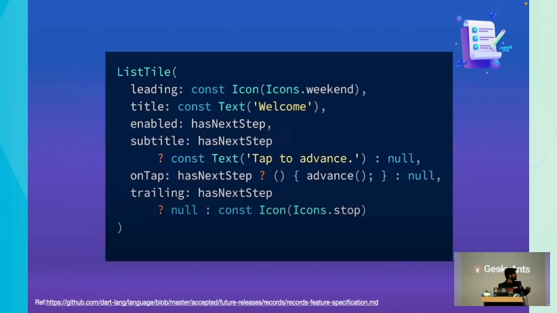And if you want to do the same thing in a list style, you will end up doing this. You will have a variable, then you will check, and then you will have a ternary operator, and in the end it is null if you don't want to show, right?